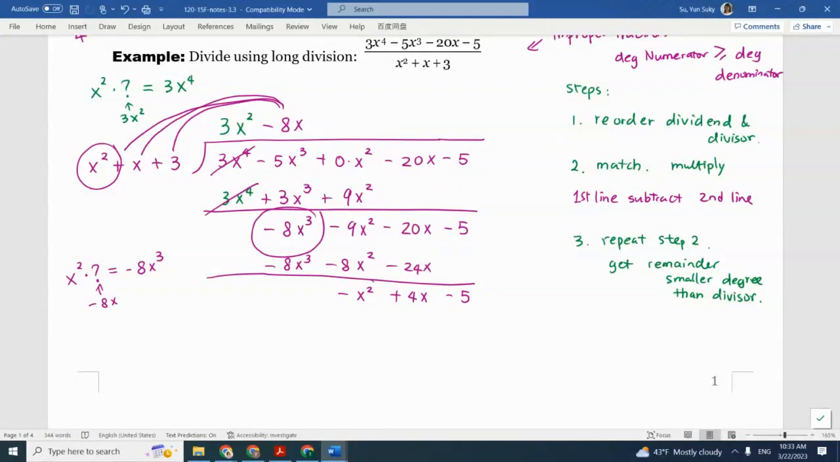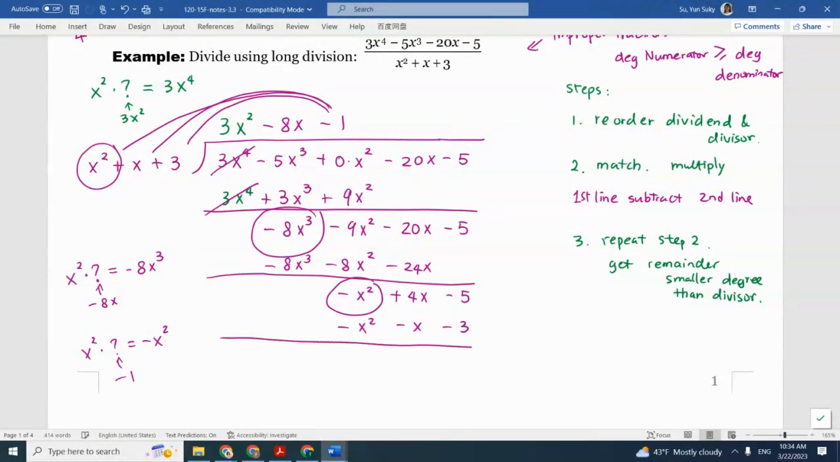Okay, very good. Now we look at the minus x squared. So x squared times what is minus x squared? 1 or negative? Yes, negative 1. We multiply by x squared. What do we get? Negative 1 times x. Yeah, negative 1 times 3. Yes, very good.